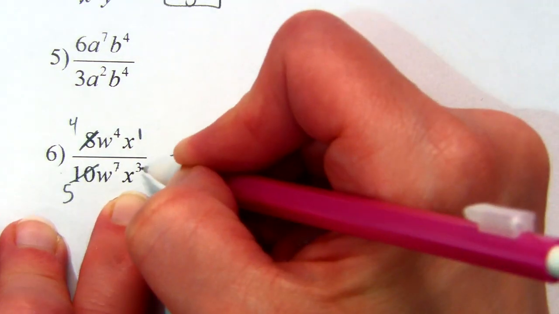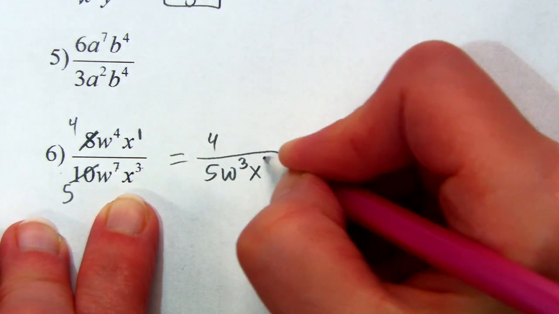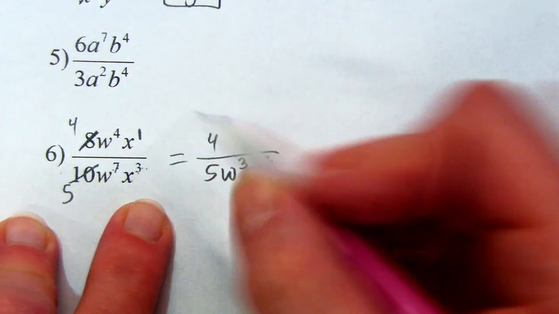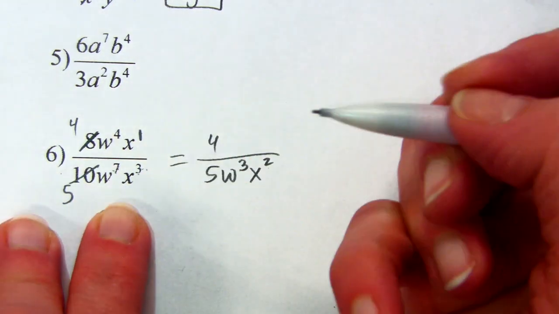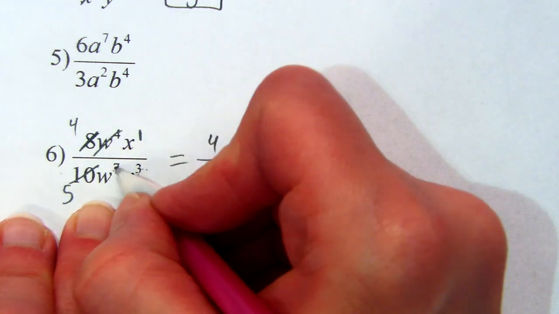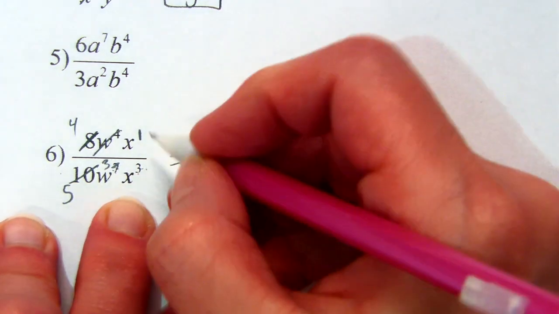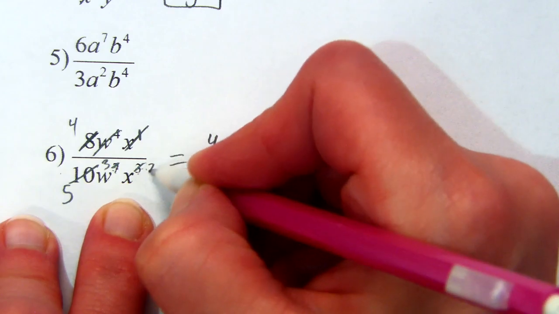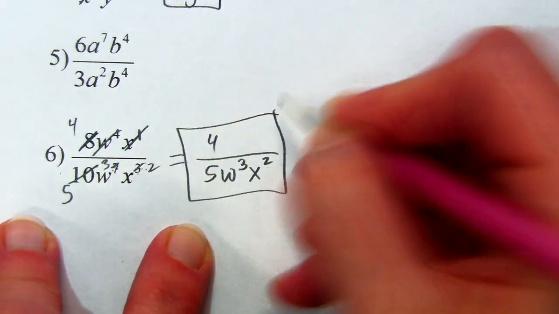This is x to the first. 3 minus 1 is 2. So wherever that power was bigger, that's where your answer is going to go. Or you can think of it as 4 of these are canceling 4 of those, leaving 3. This one's going to cancel 1 of these, leaving 2. And there's your final answer.